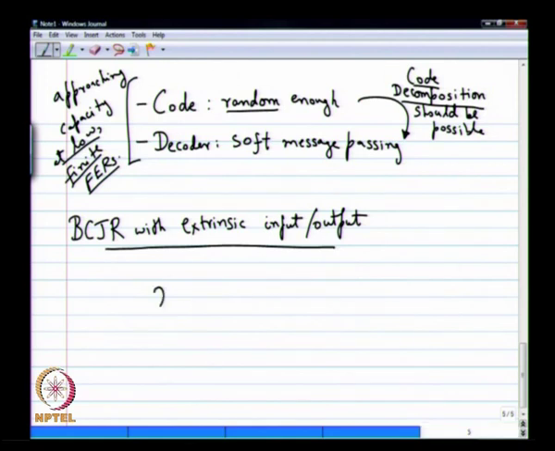Okay, remember, if you look at the Lth stage, what are the various probabilities that we are trying to calculate in the Lth stage? There are alphas on this side, there are betas on this side, and these things have nothing to do with extrinsic or anything. Everything is computed first using the branch metric. Branch metric is the important thing which you compute. After that, alphas and betas are purely functions of the branch metric.